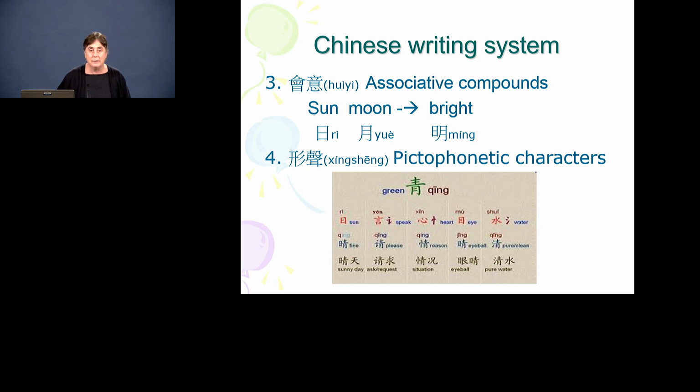Some examples of those, here is a whole bunch of characters that use this sound, qing, which originally, it's up here.